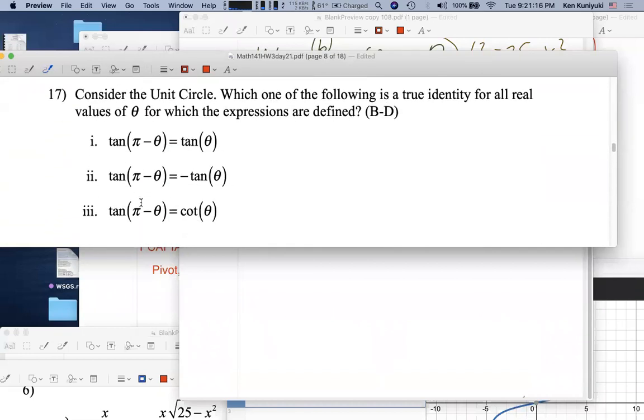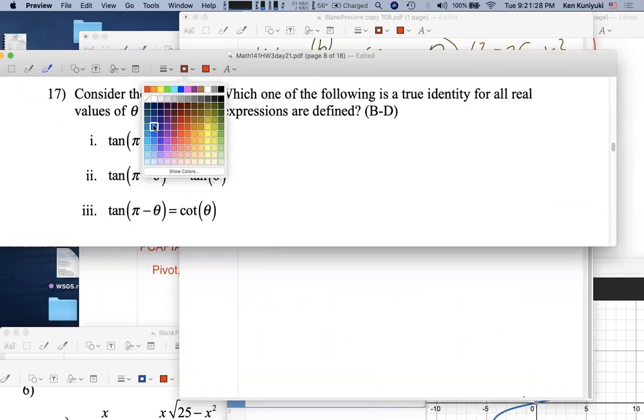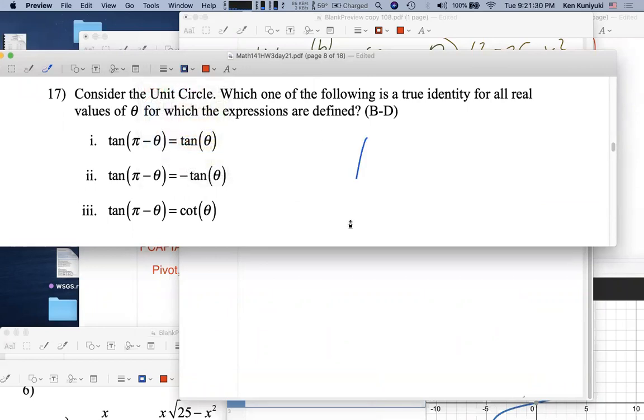Yes, great concept problems. Using symmetry on the unit circle. Let's talk about this. Let's go to blue. So consider the unit circle. That's actually a pretty good circle. Which one of the following is right?